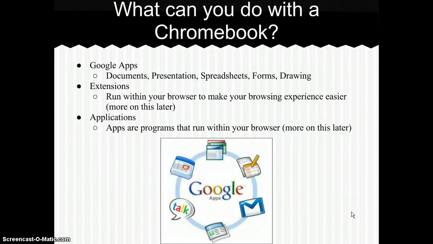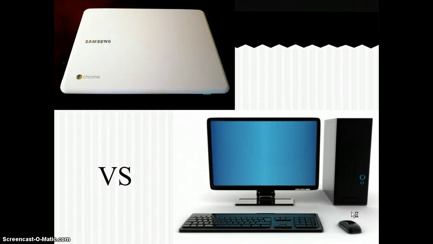And so what can you do with this Chromebook? With Google Apps, you can create documents, presentations, spreadsheets. You can create forms. You can create drawings. You can also run extensions within Google Chrome. If you're not familiar with the Google Chrome browser, we'll get to that in a little bit, but extensions are basically an extension of your browser, which makes your browsing experience a little bit better, easier and faster. It also runs web apps. Apps are programs that run within your browser. And we'll go to the Google Chrome Web Store and check that out here in a little bit.